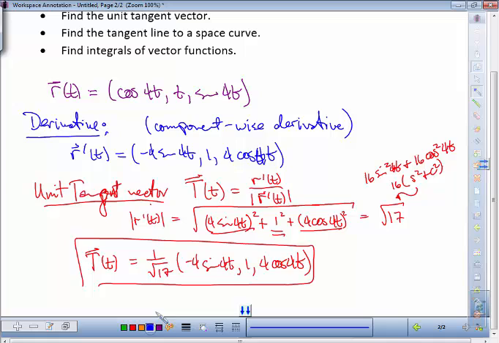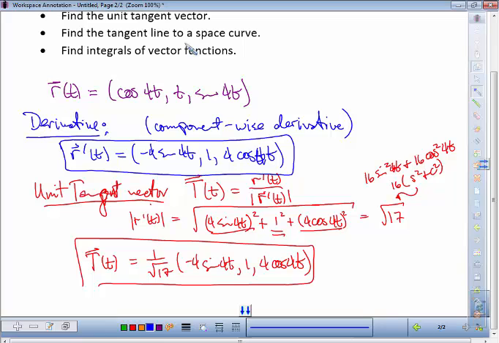All right, so we found the velocity vector, we found the unit tangent vector, and now let's do an example where we're finding the tangent line to a space curve. We kind of started to do this last time, but we didn't quite finish it. So let me do this by doing something a little simpler.